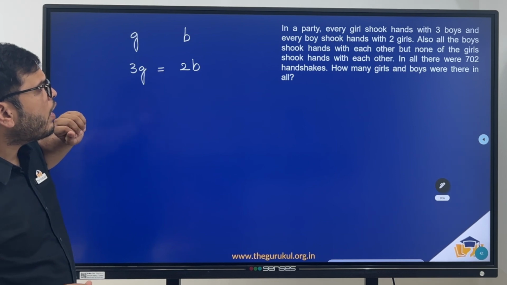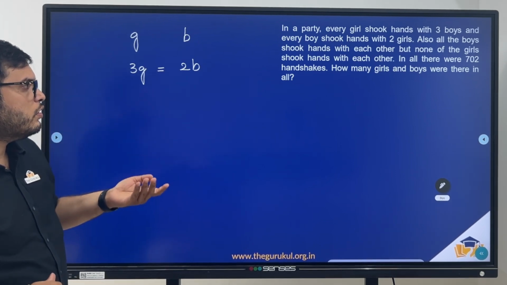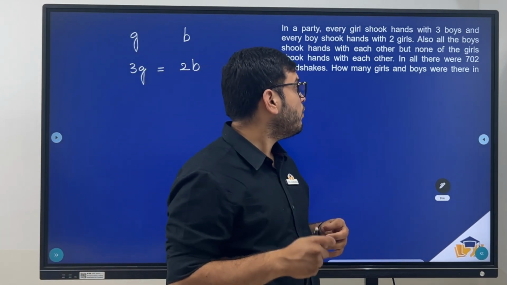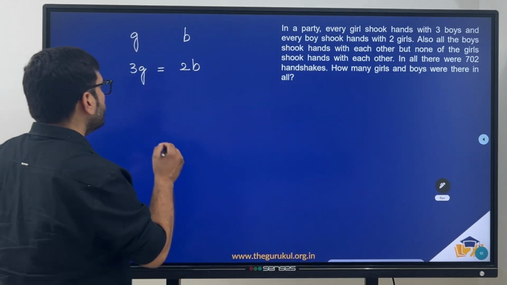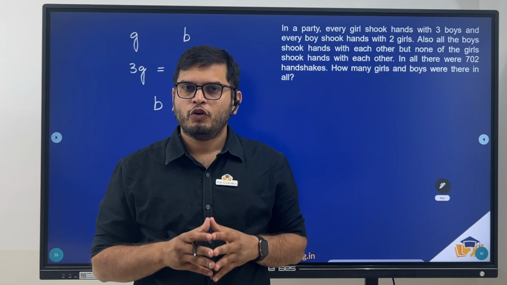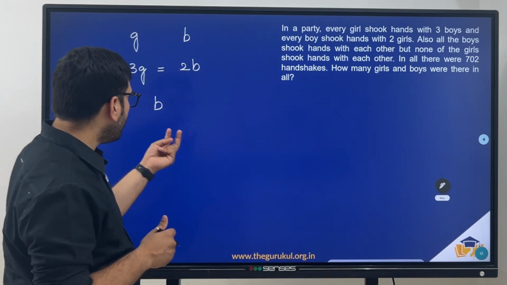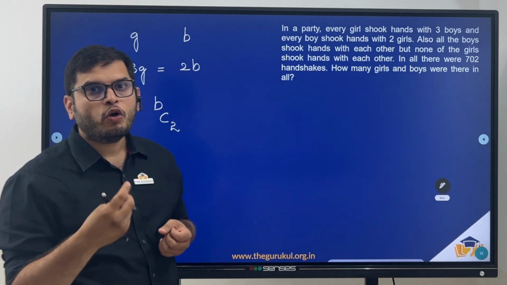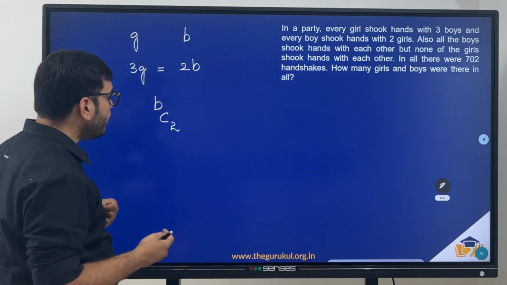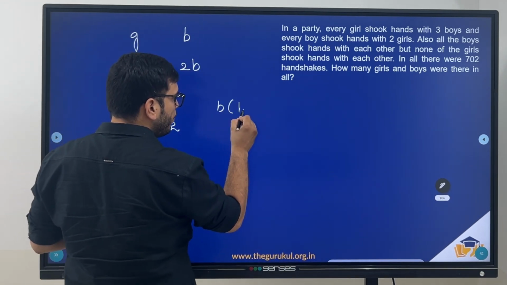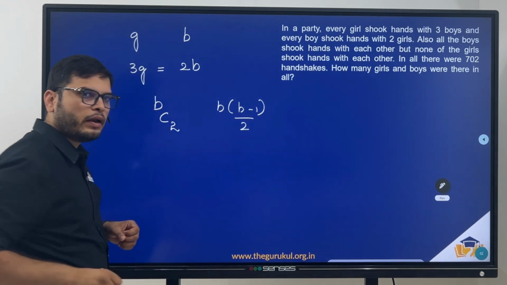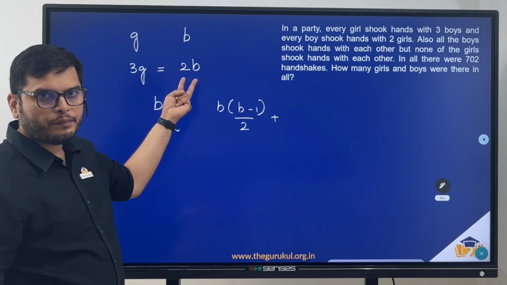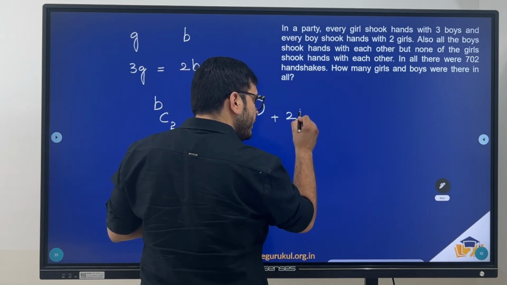Then also, the boys shook hands with each other, but none of the girls shook hands with each other. So there is no handshake between 2 girls, but there were handshakes between 2 boys. So the total number of boys were B. To make one handshake, you need 2 people, right? So if there are B boys, the number of handshakes would be BC2. So you should be selecting 2 people out of B boys. So that can be done in BC2, which is nothing but B into B minus 1 by 2, right? Plus, you have handshakes between boys and girls. How many? 2B, right? So let me try to frame a single equation in terms of B.